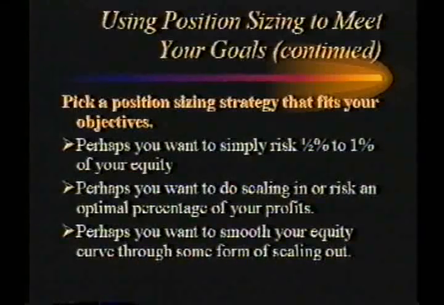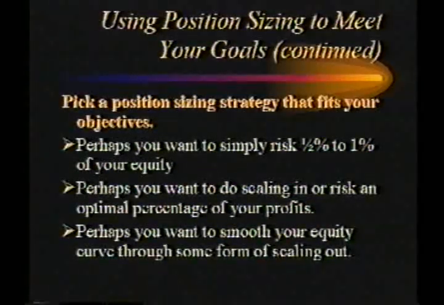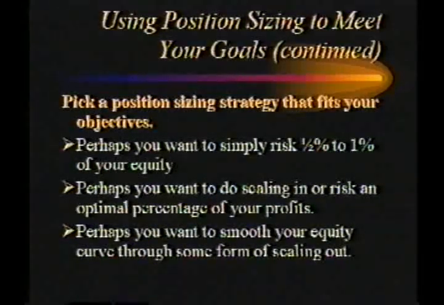The next thing you do when you've got all of this laid out is to apply a position sizing strategy that meets those objectives. Perhaps you want to pick a simple percent risk position sizing and risk between 0.5% and 1% of your equity. You might want to do that with scaling in. That works very well. You might want to smooth out your trading with scaling out. So you could scale in and then also scale out.